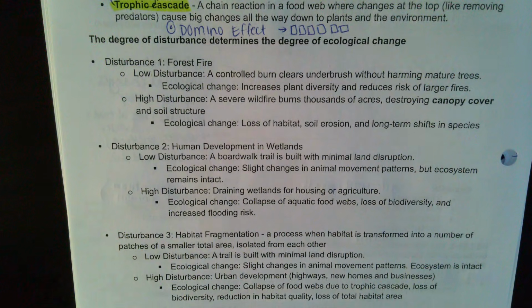Now over here, we have a couple different disturbances. They could give you any disturbance. I don't know what they're going to give you. I just have a few examples so that we could be maybe more familiar with a low disturbance and a high disturbance.